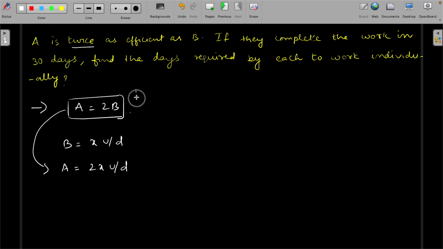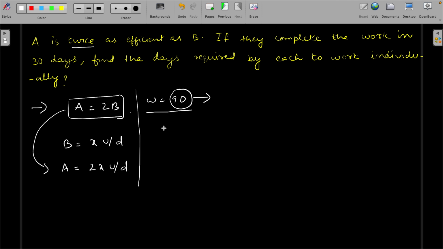Right? Now we need to consider work. So let us consider work done as 90 units. Why am I considering work done as 90 units? This will make our calculations easier. We can take work done as any value, but if we consider work done to be the value which makes our calculations easier, then we will arrive at our solution faster. So let us consider work done as 90 units.